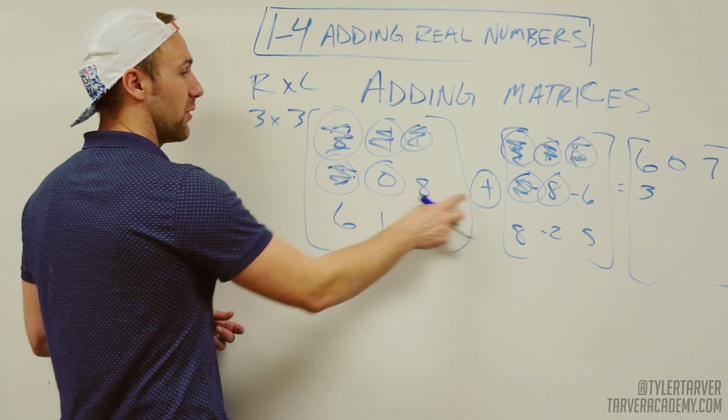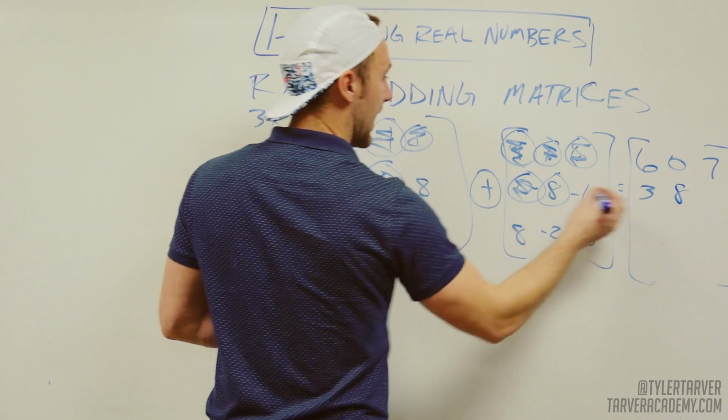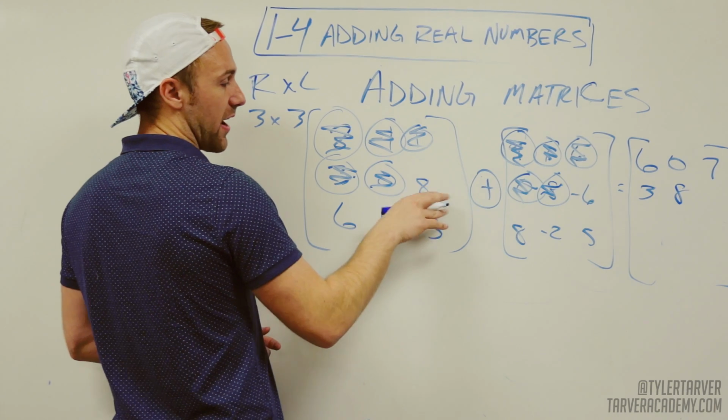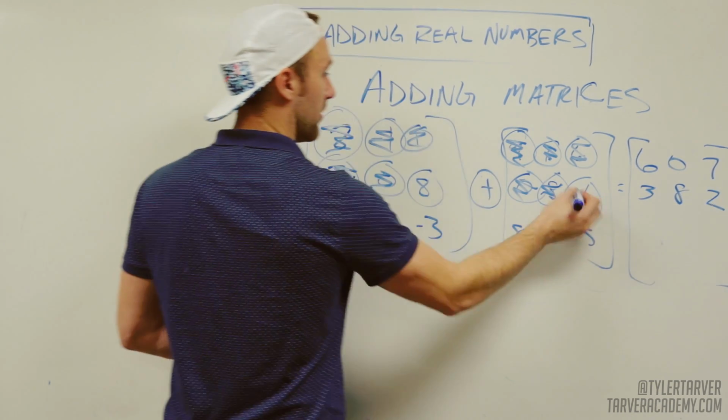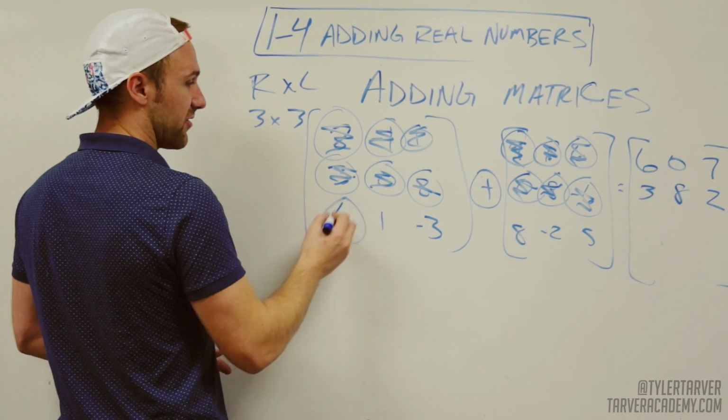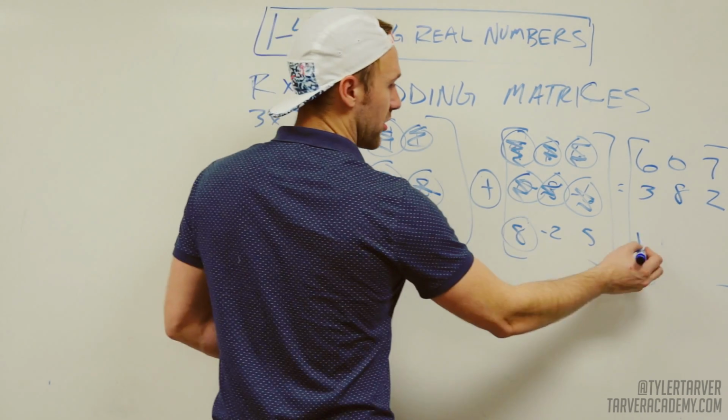That's not true. 0 plus 8 is 8. And then we're going to go far right in the middle. 8 plus -6 is +2. Bottom row, far left. 6 plus 8 is 14.